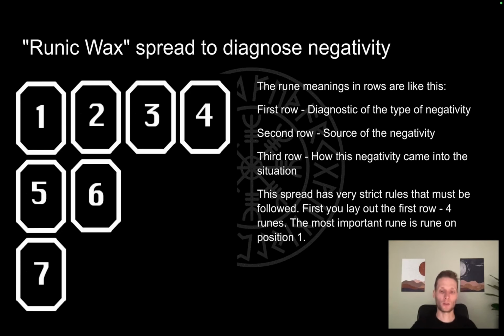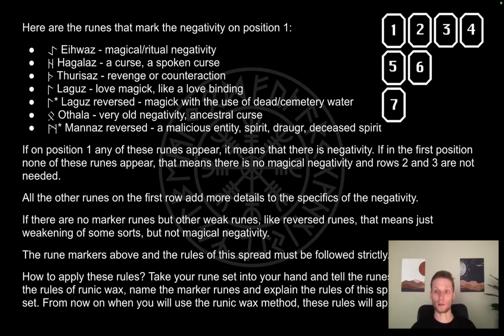The most important is the rune in position number 1. If it is one of the following runes that I will tell you right now: the rune Avas will show that there is some kind of magical ritual negativity. The rune Hagalas means that there is some kind of destructive energy. The rune Thurisas also means some kind of force that is working with a destructive purpose.